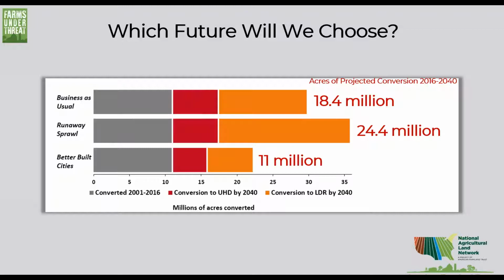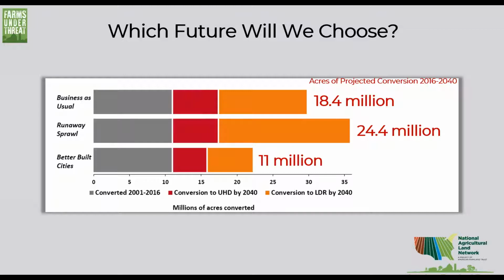Under business as usual or worse runaway sprawl, we could see another 18.4 to 24.4 million acres of farmland converted or threatened by conversion. And conversely, you see here under our better built cities scenario that if we are able to make the choices to reduce that footprint of development on productive ag land, we could get down to a much smaller number of acres of conversion.